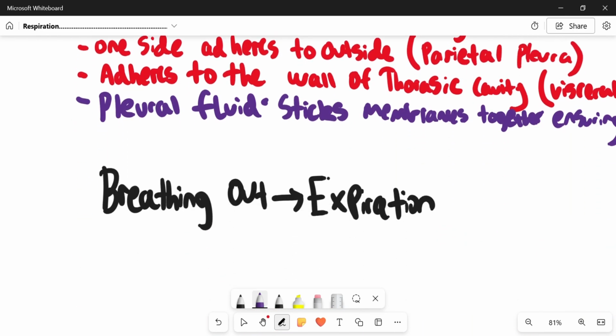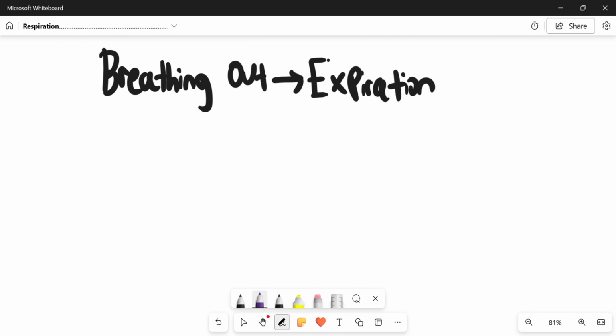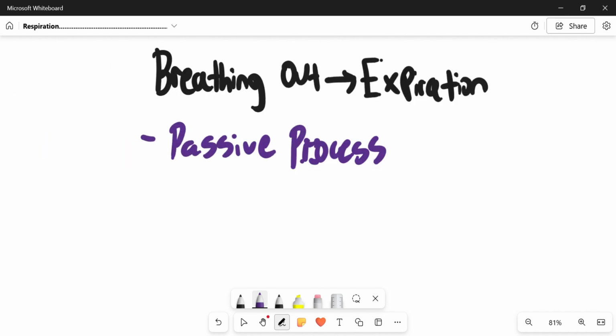Now we're going to be talking about how breathing out, the expiration process, actually occurs compared to the inhalation process. It's actually a very passive process, and it involves the relaxation of the diaphragm and the rib cage, reducing the volume of the thoracic cavity, driving air out of the lungs. So, the diaphragm relaxes.